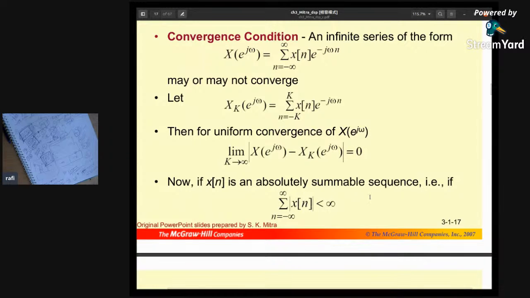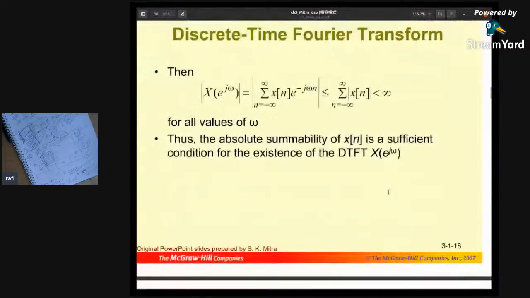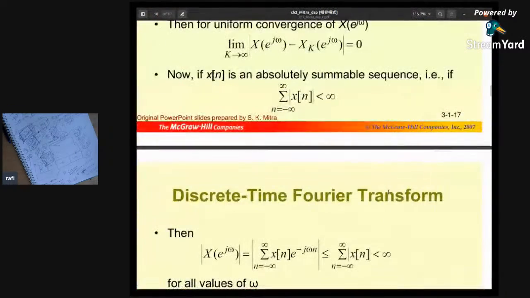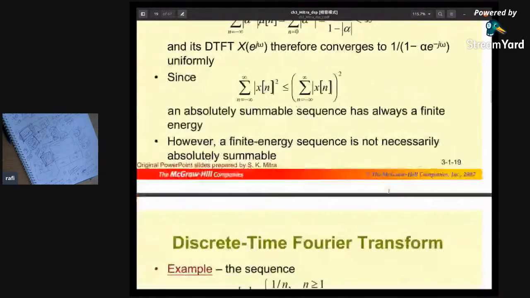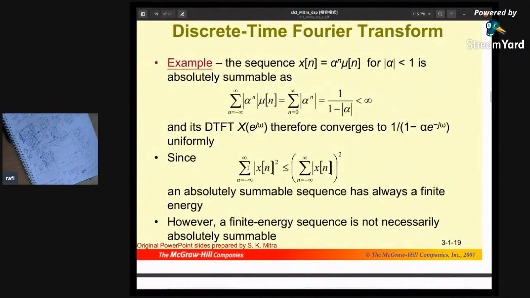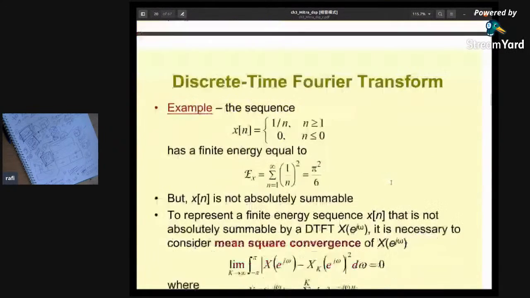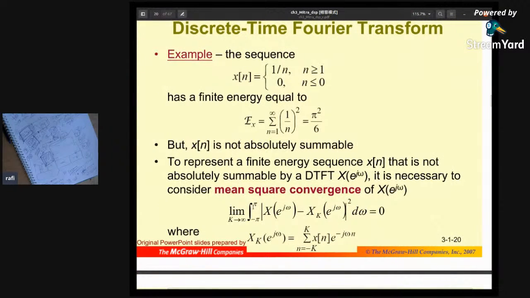Sometimes the signal may not be absolutely summable, but it has finite energy, that means it is absolutely square summable. Here the square of x of n is summed and is less than infinity, that is, the summation over n from minus infinity to infinity of mod x of n square is less than infinity. For such finite energy signals we have mean square convergence.